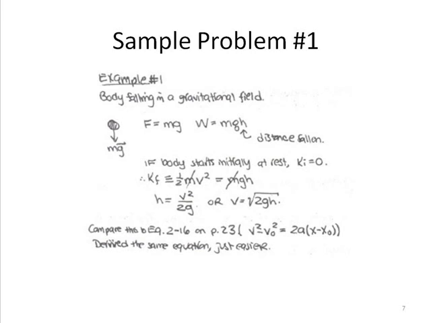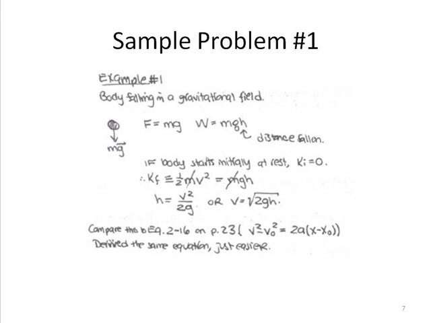Now, if the body starts initially at rest, we can set Ki, the initial kinetic energy, equal to 0, and therefore K final is just equal to 1/2 mv squared. Since by the law of conservation of energy this is set equal to the work, 1/2 mv squared equals mgh. The mass conveniently drops out. Therefore, we can rearrange and we can find the height equals v squared over 2g, or v, the speed, is equal to the square root of 2gh. In other words, the speed increases by the square root of the distance fallen.